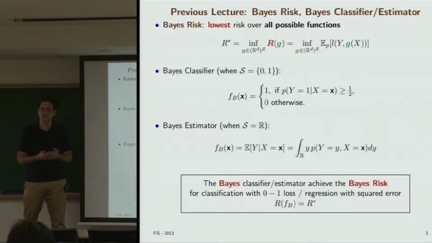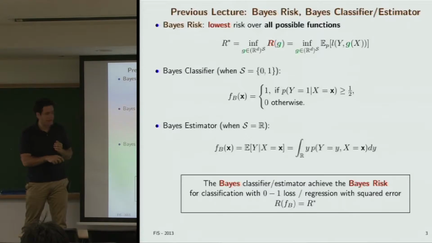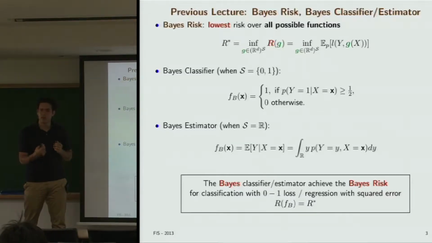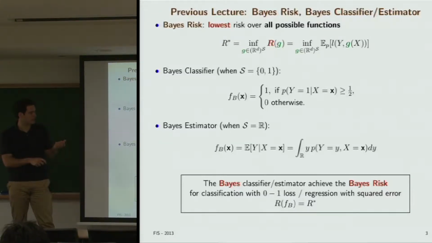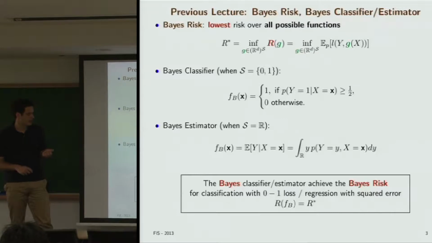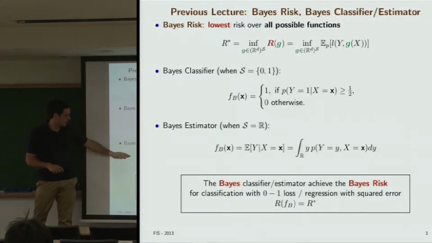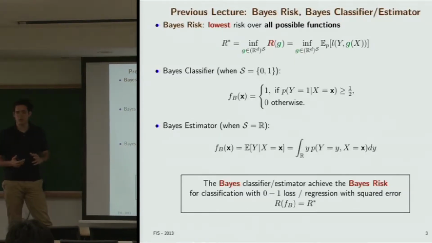It's just saying that if I have an observation, if I just take the value of x, and I look at the probability that for that x, y equals 1. If it's bigger than 1/2, then I should say that it's 1. If it's smaller, it's 0. The same kind of rule applies for the Bayes estimator in regression. The Bayes estimator is just the expectation of y given x.